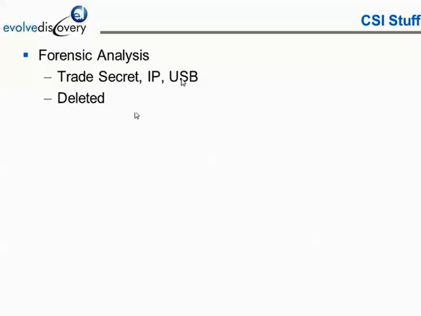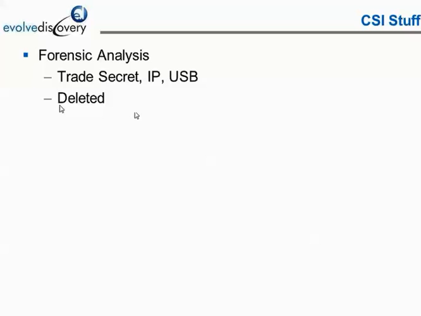We can also go through the slack space, as they call it, on the drive and look for deleted file fragments. This can be useful if you're trying to do that full CSI: what did they know? When did they know it? What sort of actions did they take?